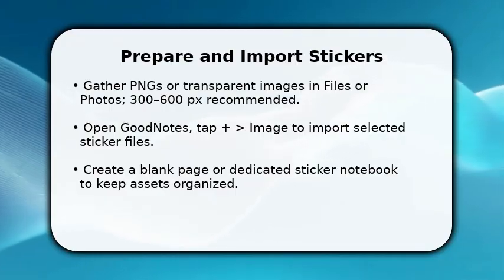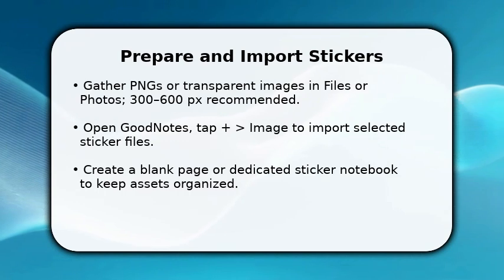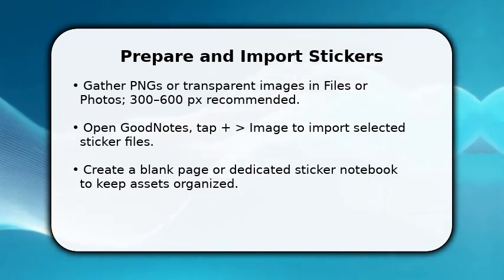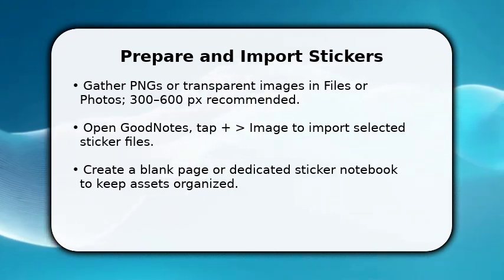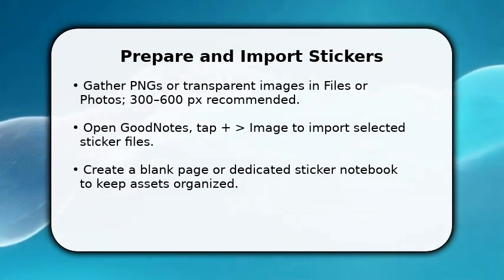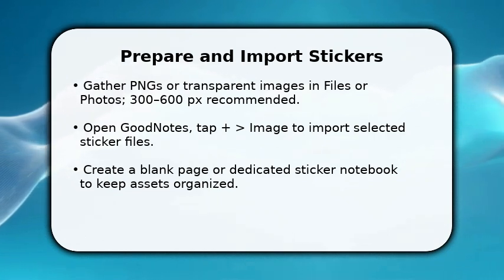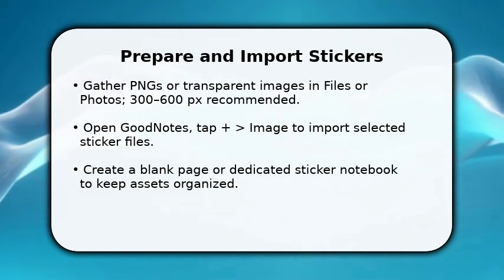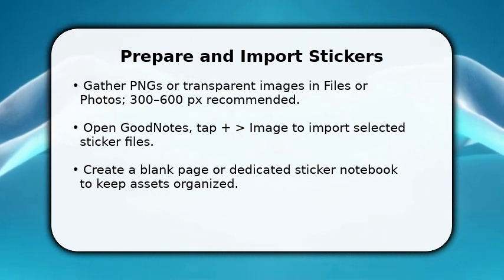You start by collecting transparent PNGs and placing them in Files or Photos so Goodnotes can access them immediately. Once done, open Goodnotes, tap the plus button and choose Image to import each sticker file directly onto a page. Make a blank page or a dedicated sticker notebook as your working canvas. This keeps images separate from notes and makes it faster to copy and reuse stickers later.